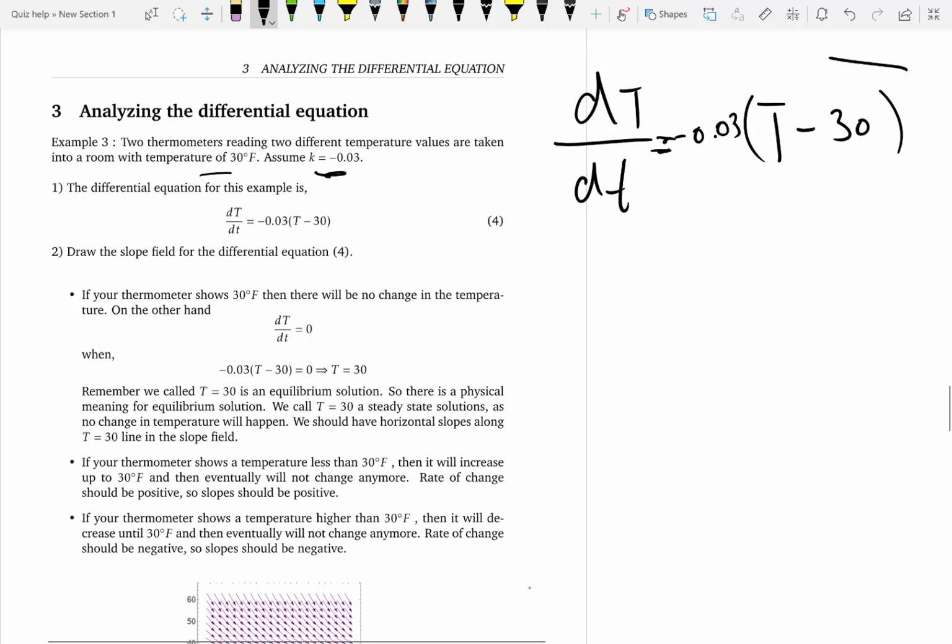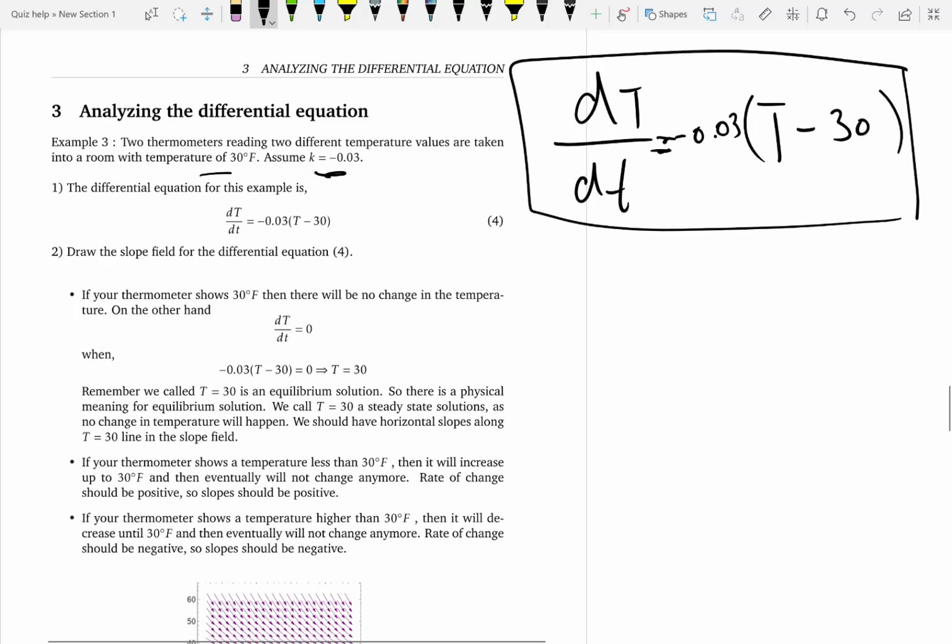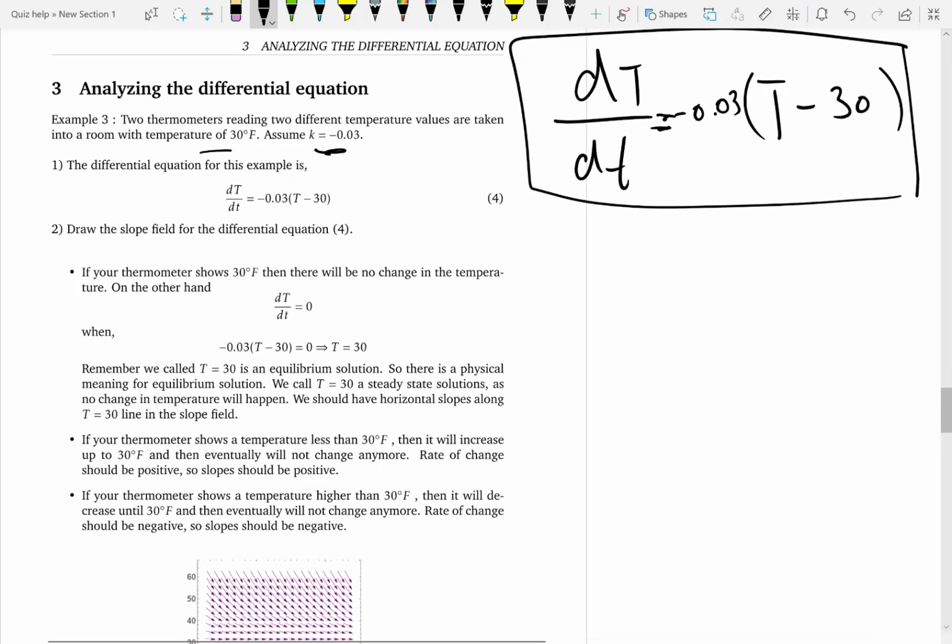Okay, so this is the model. Now, if we think about what we learned in chapter 2.1, the slope fields, one thing that we asked is, what are the equilibrium solutions? So what is the equilibrium solution here in this example?